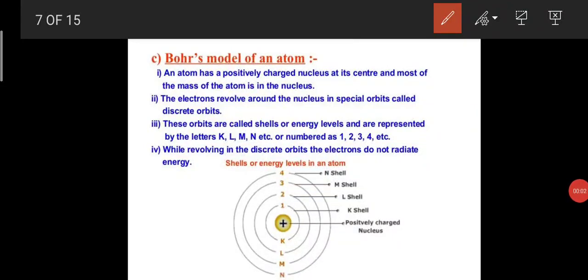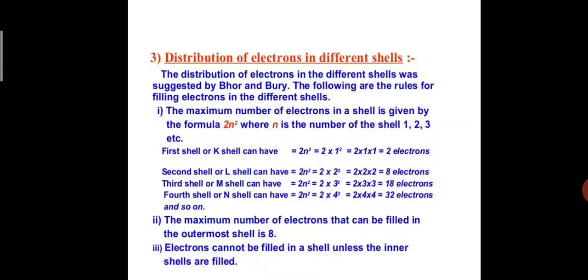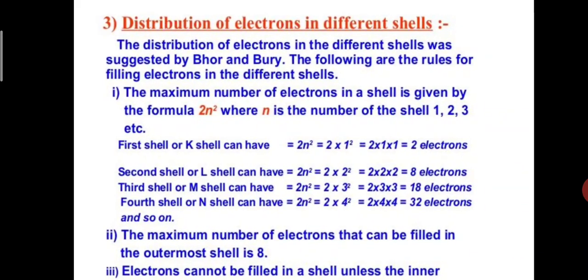Good morning, class 9th, chapter number 4, structure of the atom or atomic structure. Students, we have discussed the Bohr model of an atom in the last lecture. In this lecture, we will discuss how electrons are arranged in an atom, or in other words, electronic configuration.